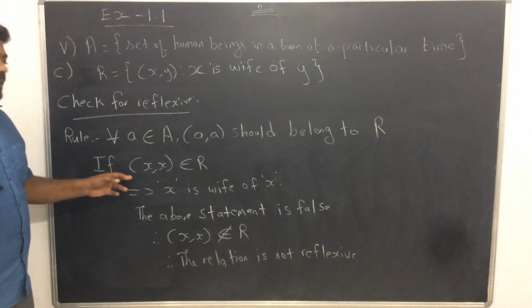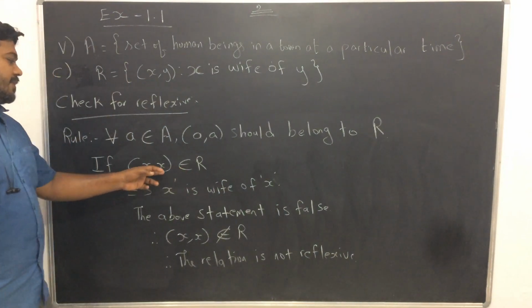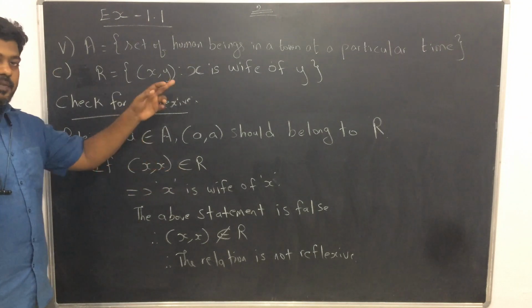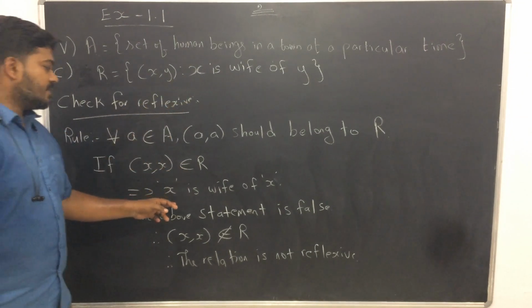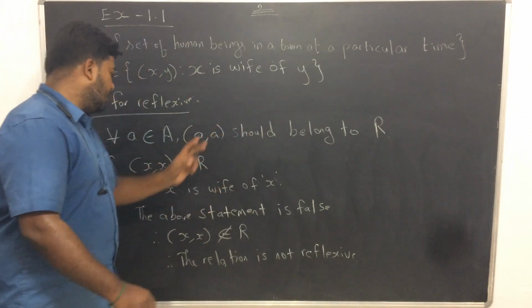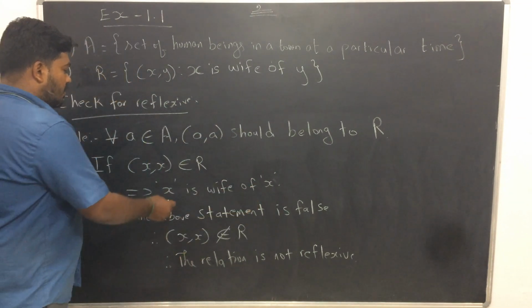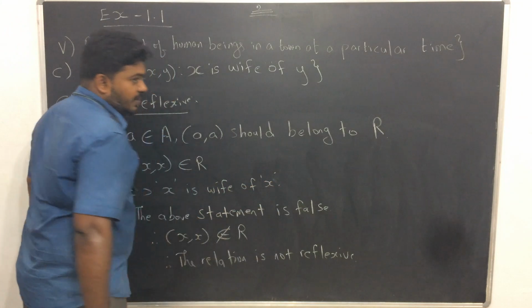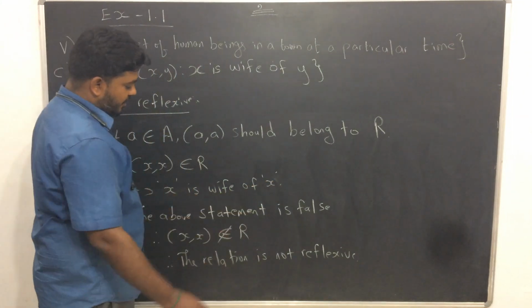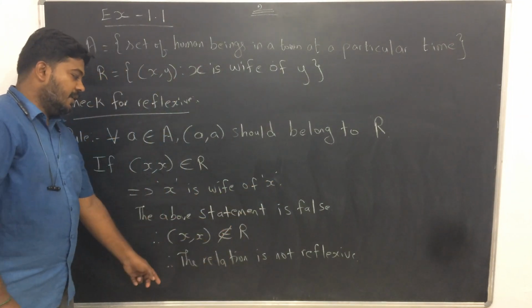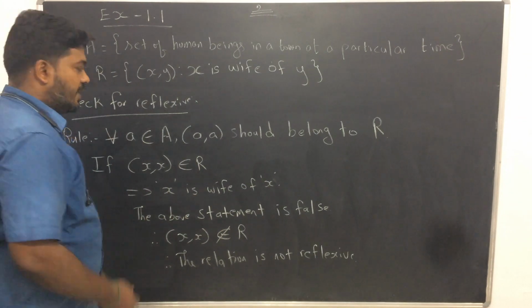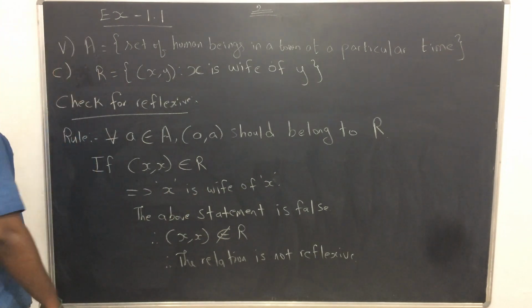So we assumed x comma x to be in the relation. If x comma x is in the relation, then it has to satisfy the condition for the relation. That is, x should be wife of y. Here in this case, it is x. So x should be wife of x. Now, no person can be the wife of the same person. So this statement is false. Therefore, x comma x does not belong to the relation, and this relation is not reflexive.